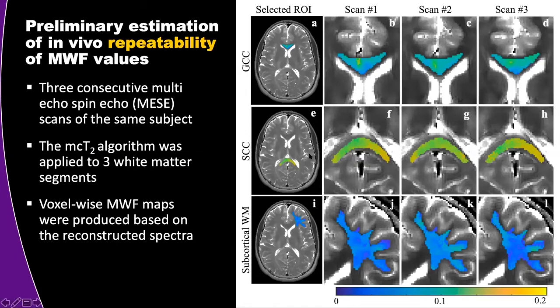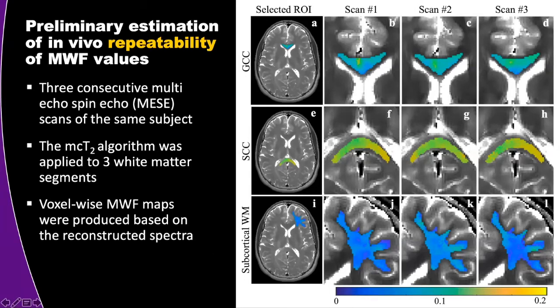You can see that the segments that we choose can't be too small and they can't be too large. We want segments where we can assume that there is a limited number of MCT2 motifs that would describe that specific part of the brain or that specific tissue.